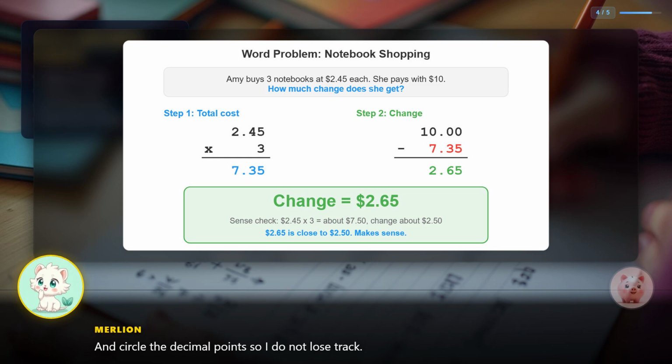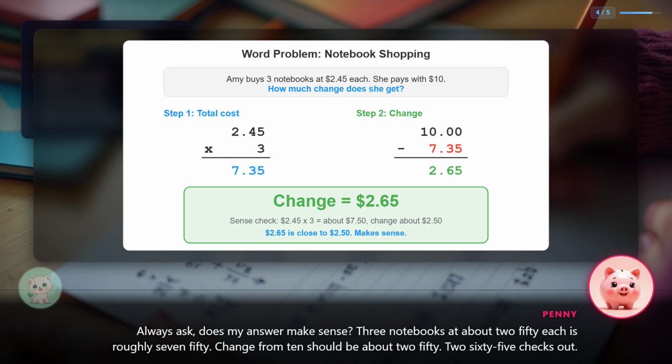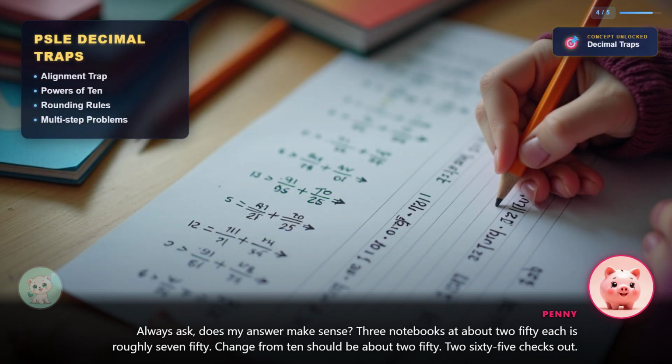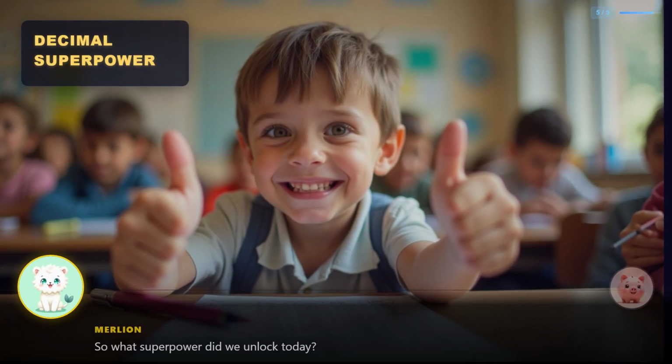Circle the decimal point so I do not lose track. Always ask, does my answer make sense? 3 notebooks at about $2.50 each is roughly $7.50. Change from 10 should be about $2.50. $2.65. Checks out.